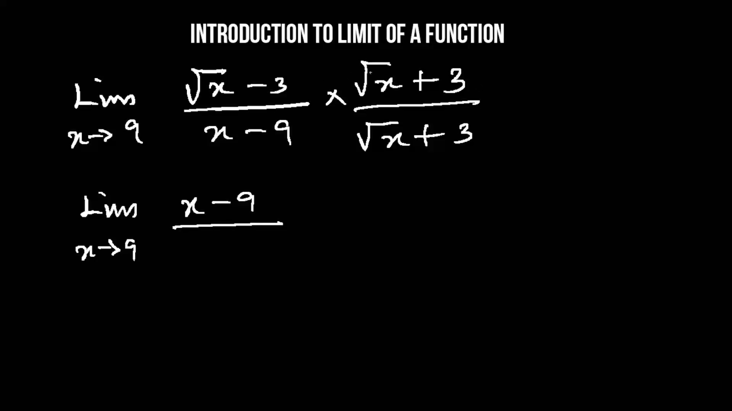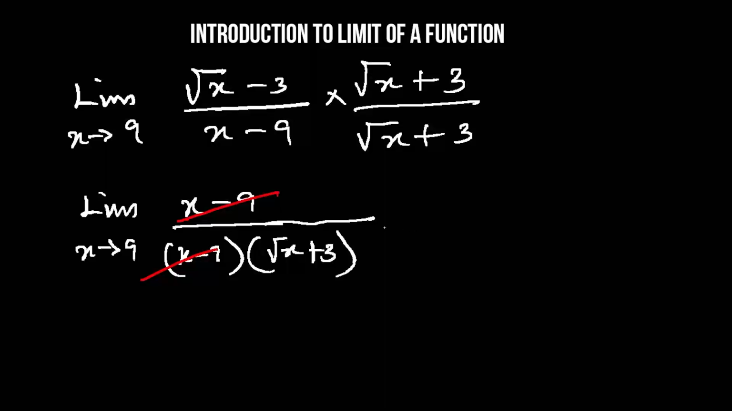There's no point in you trying to expand the bracket. It's going to be unnecessary repetition. I hope we get that. So right here now, let's just put this as x minus 9 into bracket root x plus 3. Of course, we'll see where we are going. So this and this cancelled.